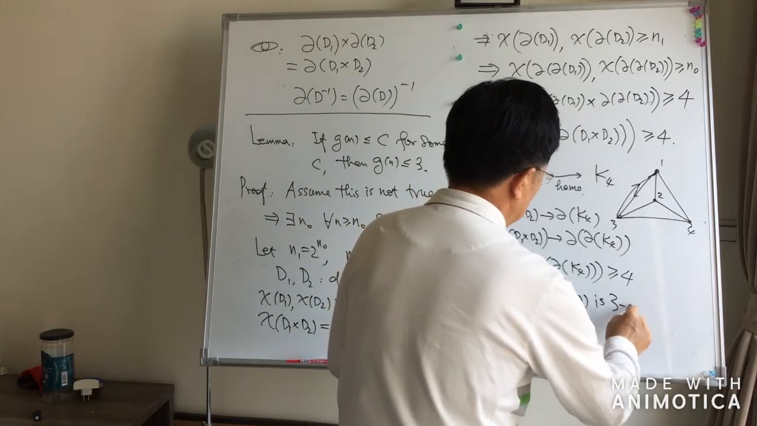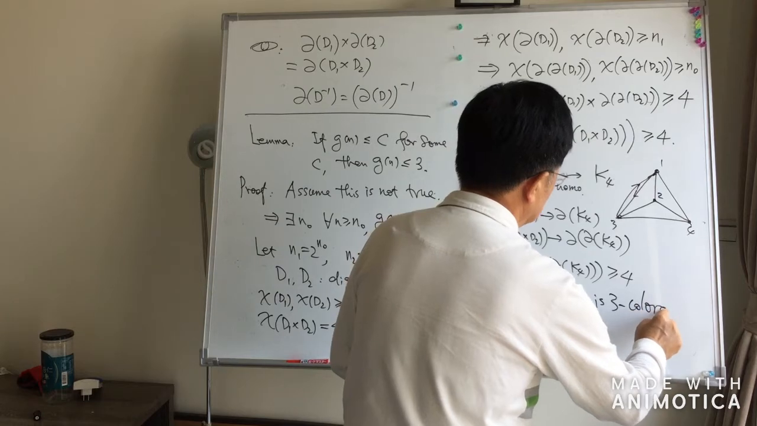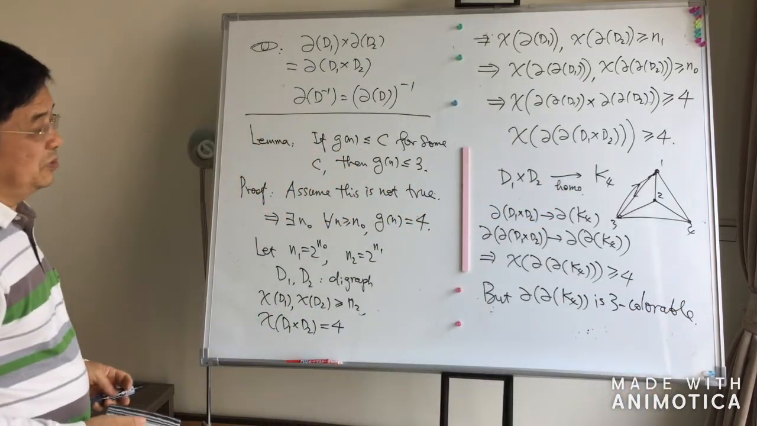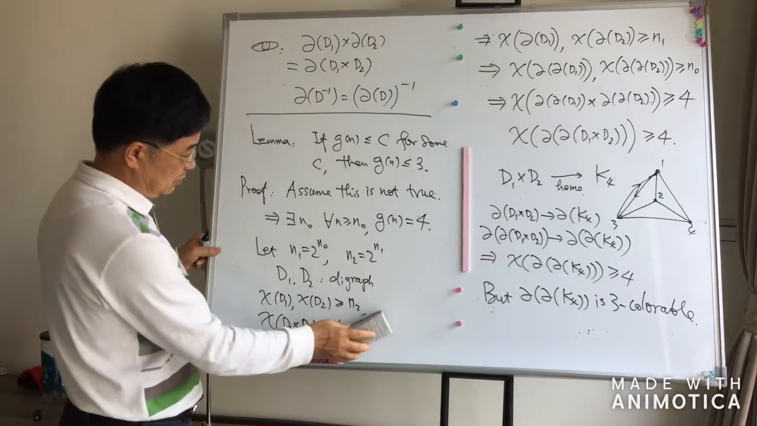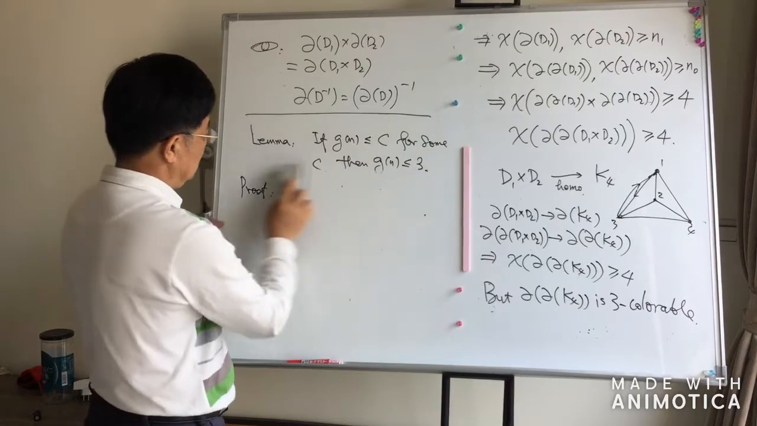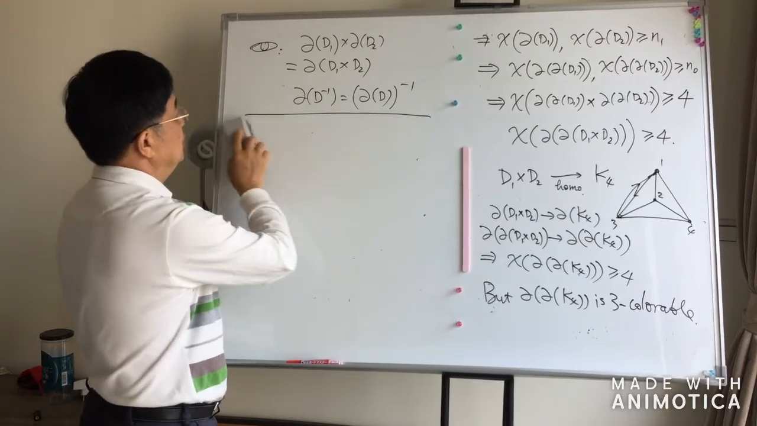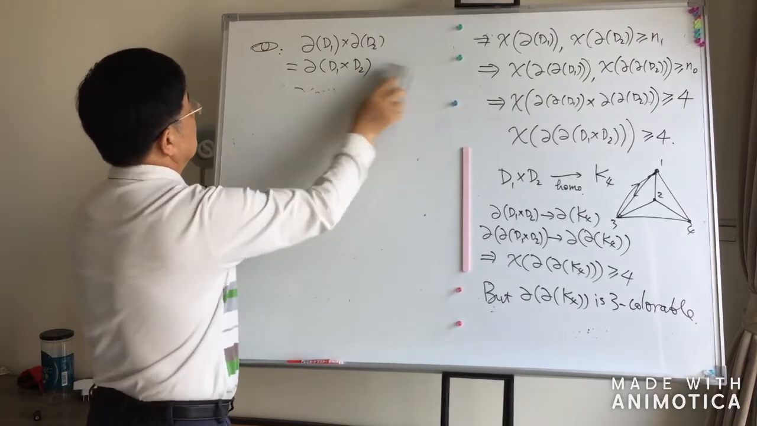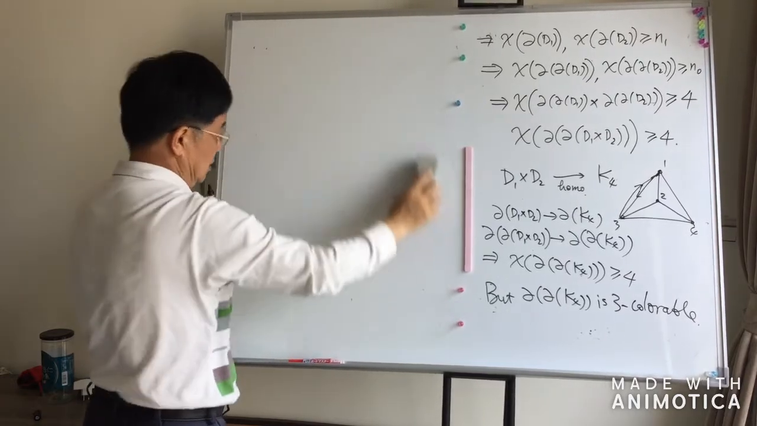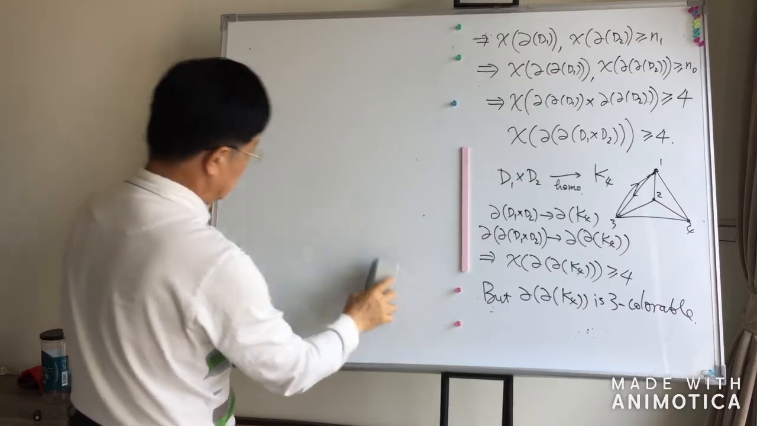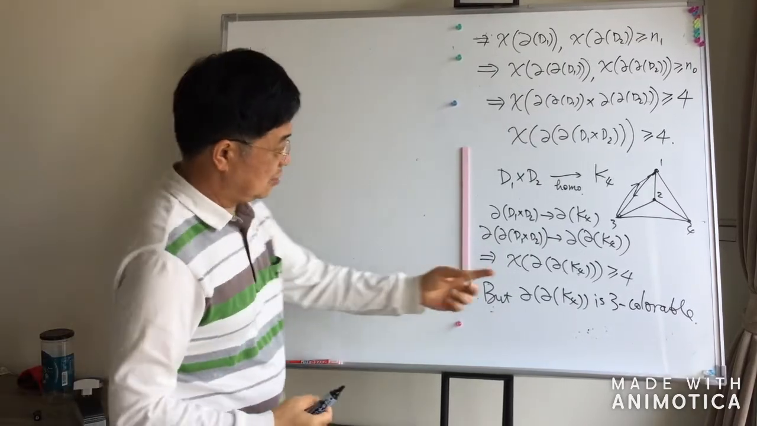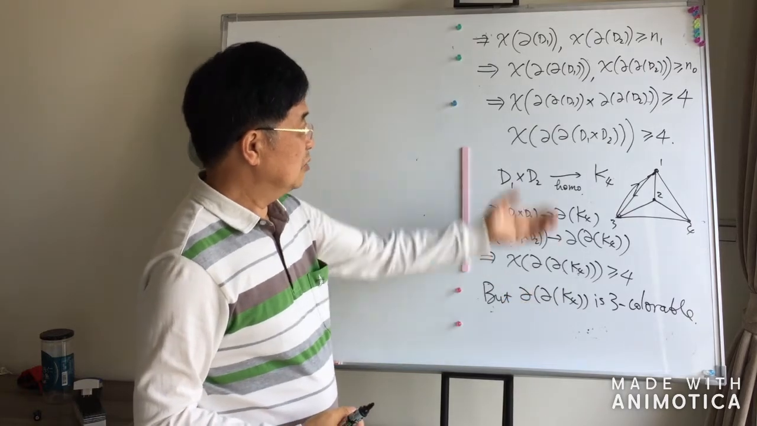3 colorable. That's a contradiction. Okay. So now, how do you show this graph is 3 colorable? Well, when I was doing a PhD degree, I didn't know about this result. And actually, that result was not published at that time. So I found this argument. I know if this graph is 3 colorable, then you can prove this is bounded by 3.